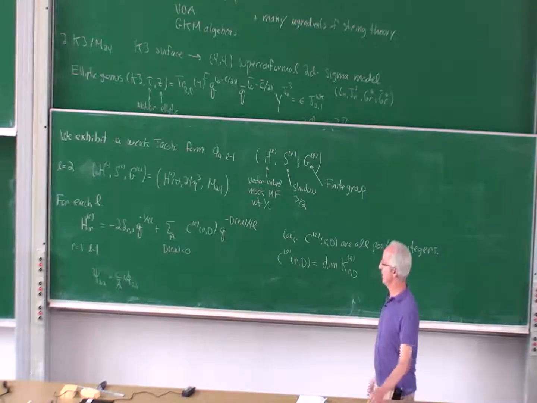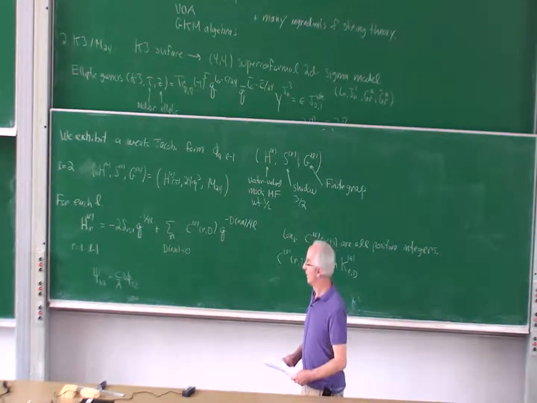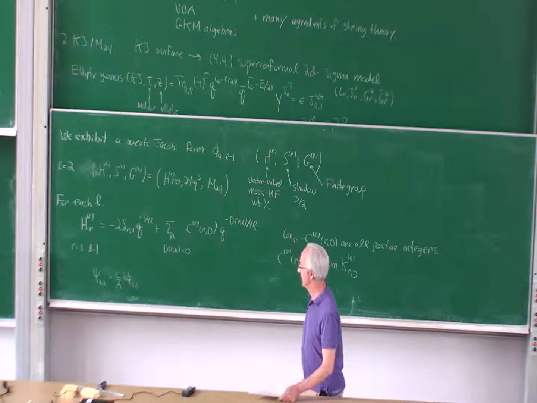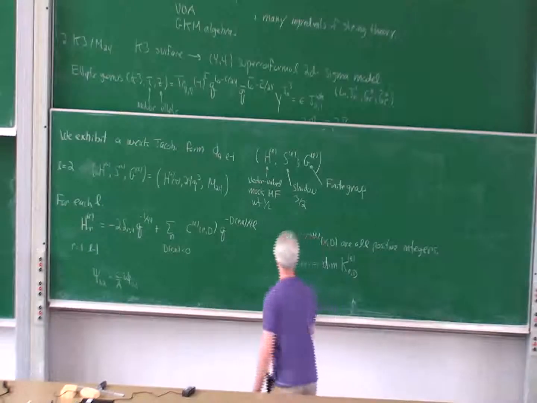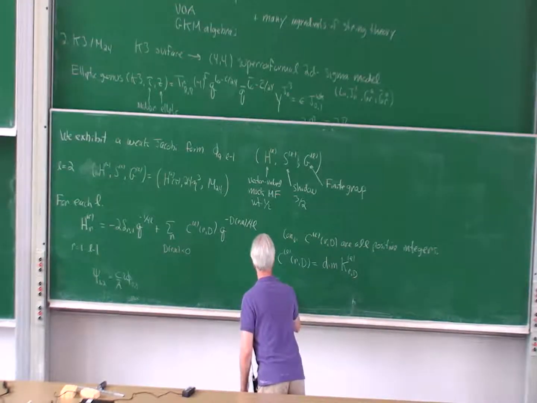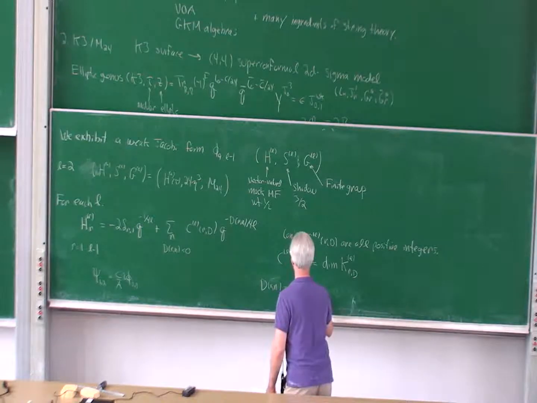I'm sorry if I have some inconsistency. This definition is for every L. Yes, this is the definition for every L. What's D of R? All right, so D of R is the thing that I wrote down before. It's R squared minus 4L.